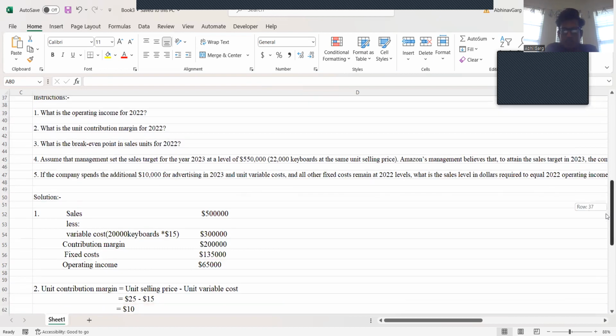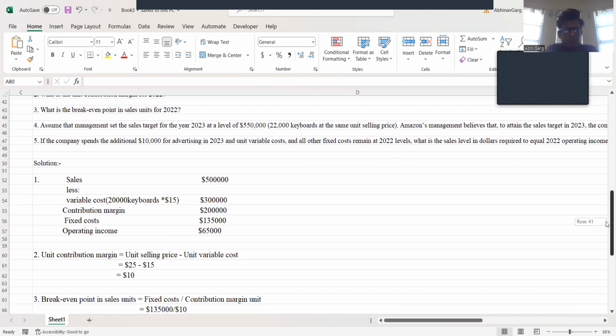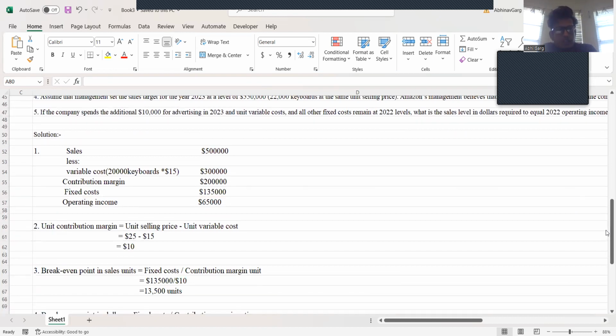It's quite easy. As you have earlier seen in my income statement, we will simply take the sales, that is $5 lakhs. Then we will subtract variable cost, that is 20,000 keyboards into $15, which is 3 lakhs. Contribution margin is 2 lakhs. Fixed cost is $1,35,000, and there we go. The operating income is $65,000.